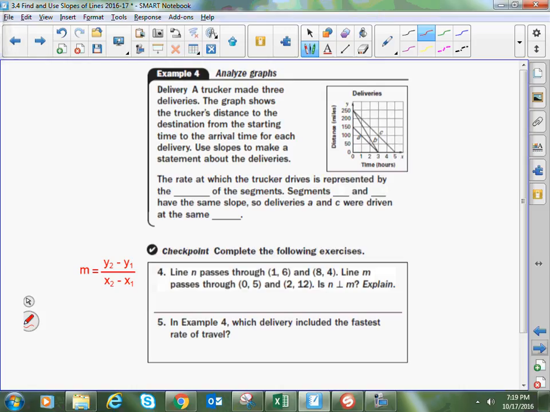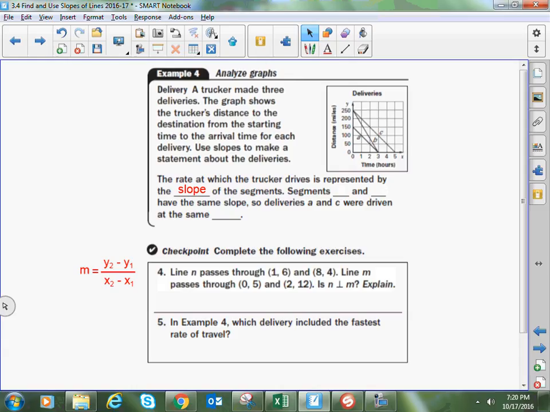Now this example here is not my favorite example in the world. I'm going to be fair and say it's not my favorite example. This is really just asking you to see, can you understand the meaning of the slope on a graph? Not necessarily whether something is parallel or perpendicular. So here we're looking at slope as a rate of change and using that rate of change to make an interpretation about something.